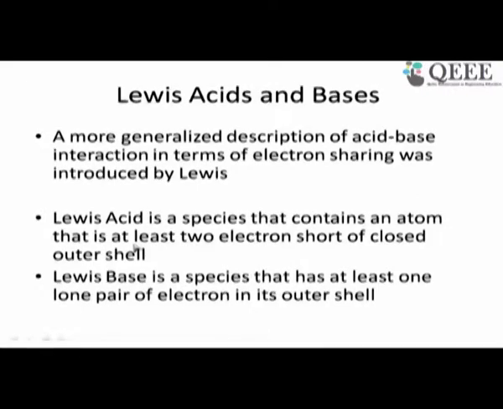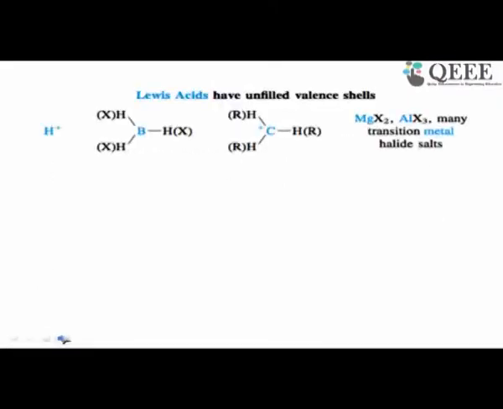So the extra p orbital will be vacant. So this kind of boron compound will be a Lewis acid. A Lewis base is a species that has at least one lone pair of electrons in its outer shell. For example, ammonia can act as a base because it has one lone pair, and water also sometimes acts as a base. We have seen that.